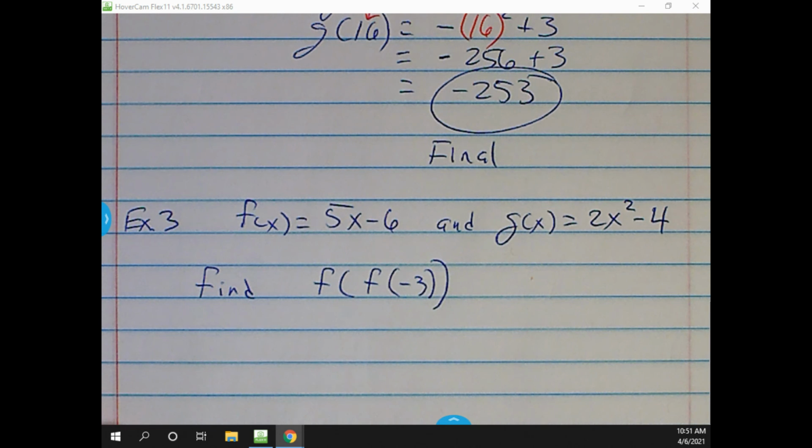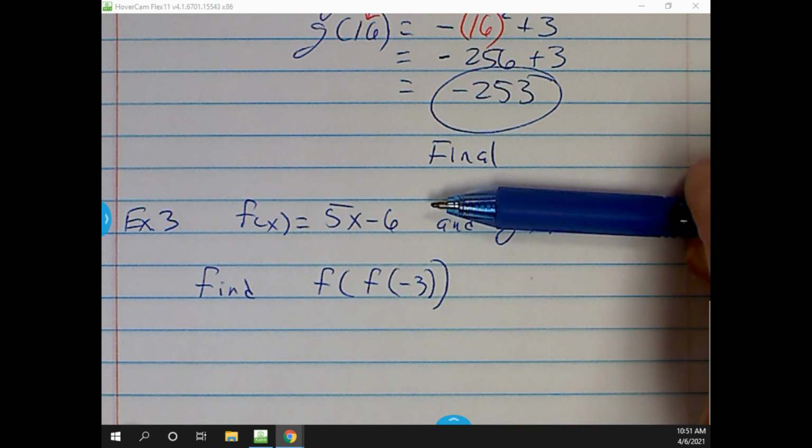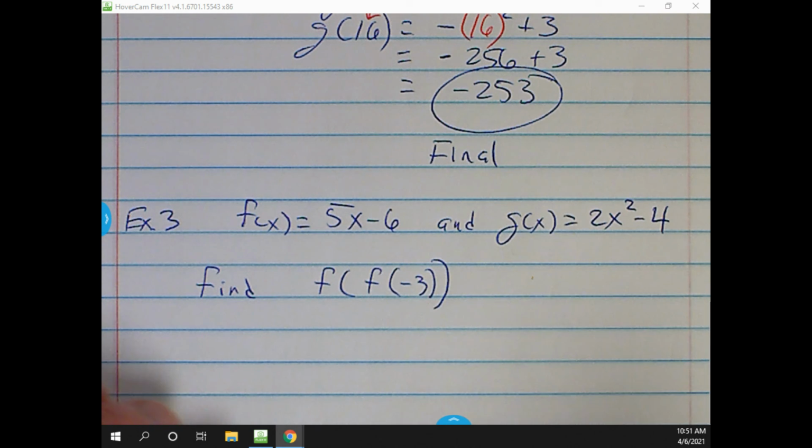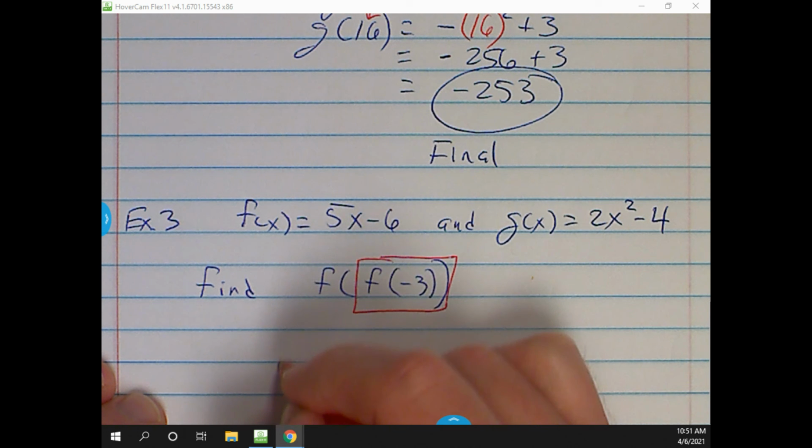Okay, it may tell you to find f of negative 3. Usually the part that throws us off is, what do we do with g then? Even if they give you two functions, if they don't do anything with g, then you basically just ignore that part of it. It's just not even there. So all you're going to do is the f of negative 3 first.